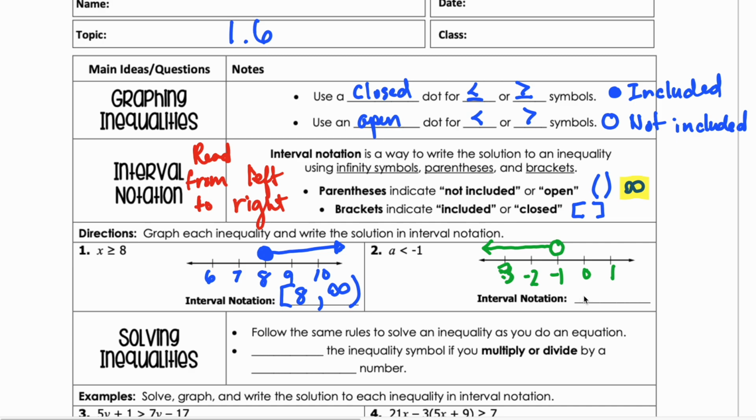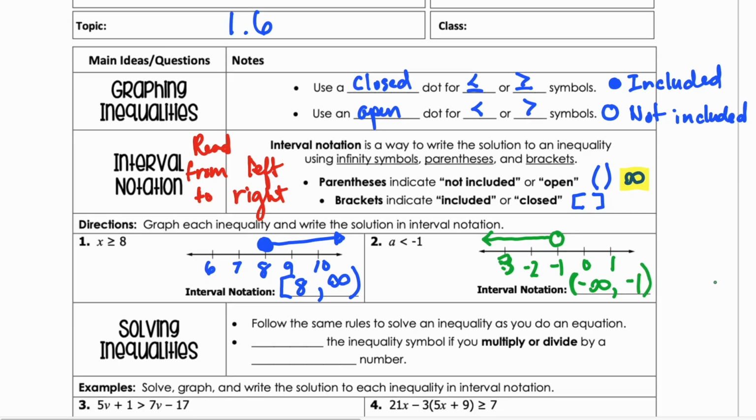And so that means it is negative infinity, right? This arrow is going on and on forever in the negative direction. And anytime I have an infinity, it's always going to be a parenthesis. And next thing I'm going to hit is my -1. That's the last point of the graph. So my -1 comes last, and this -1 is open, right? It's not included. And remember, anything that's not included is going to get a parenthesis.